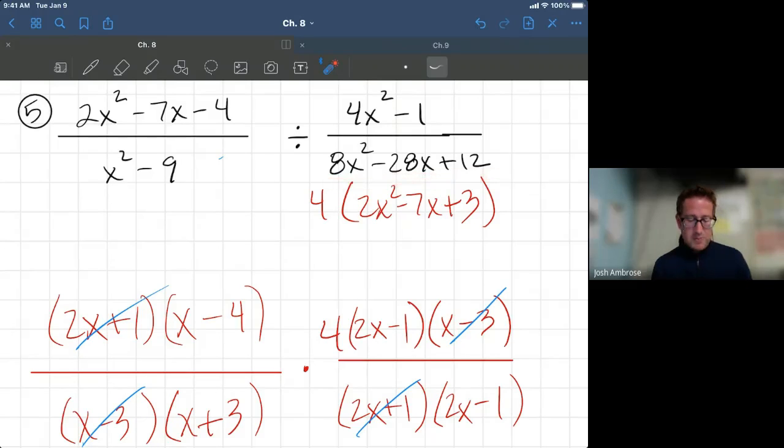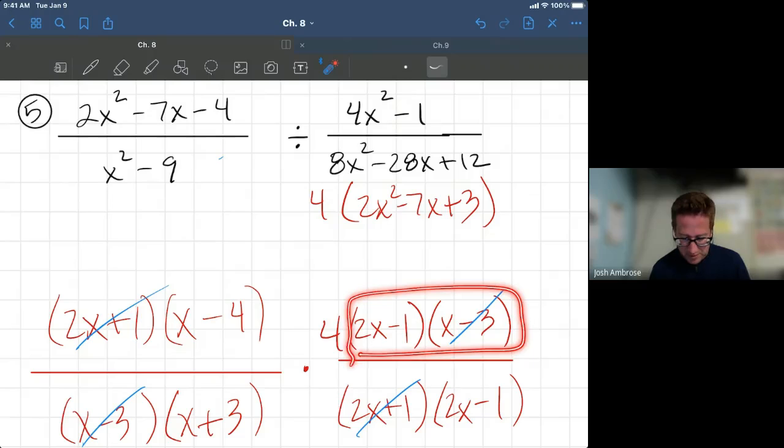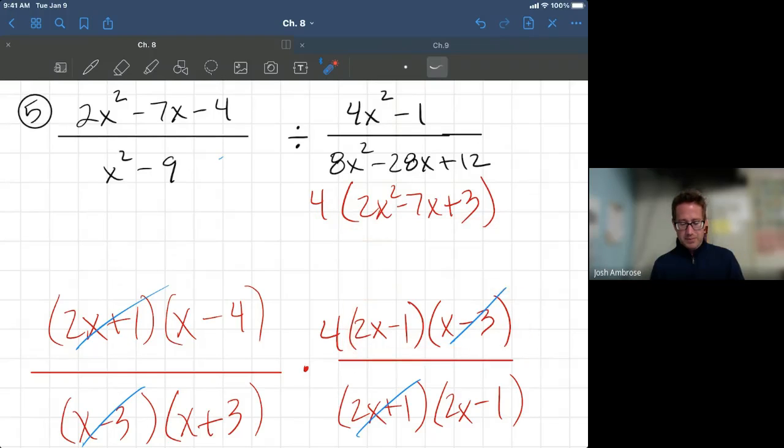This trinomial could be slightly simplified before you factor it, because you could take a 4 out of every one of these terms. So 8 divided by 4 was 2. 28 divided by 4 was 7. And 12 divided by 4 was 3. Now I have a 4 on the outside, and I have a trinomial that I now have to factor. So this right here was me factoring this trinomial here. And that 4 on the outside is that 4 right there.